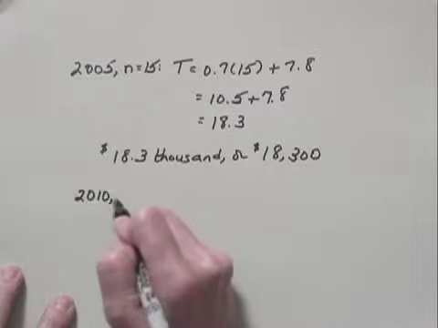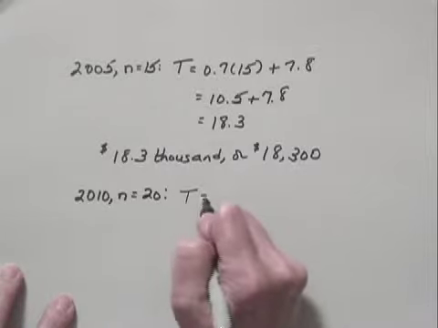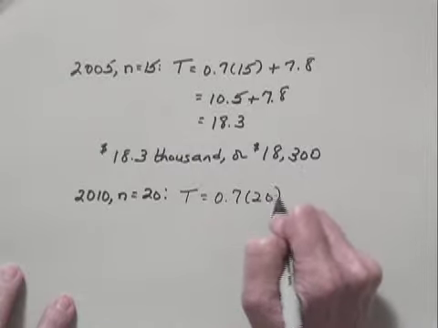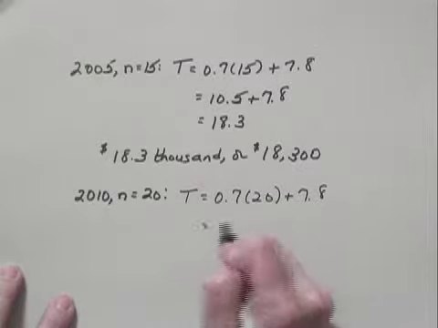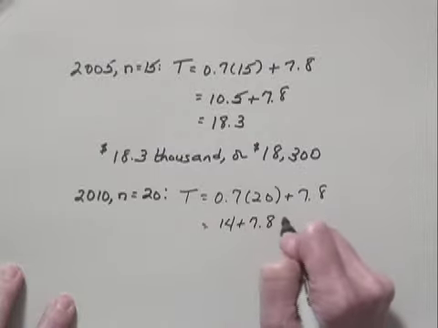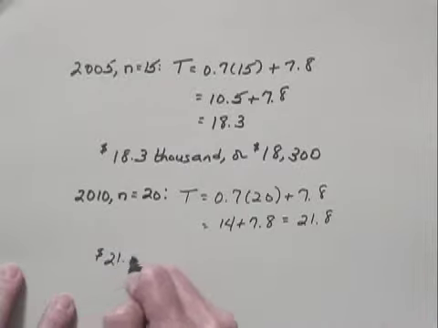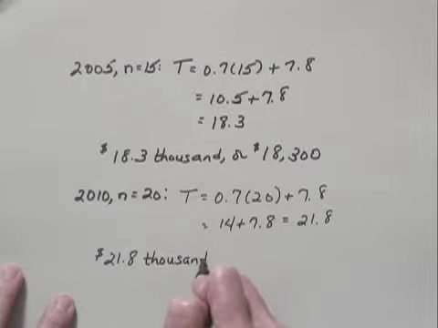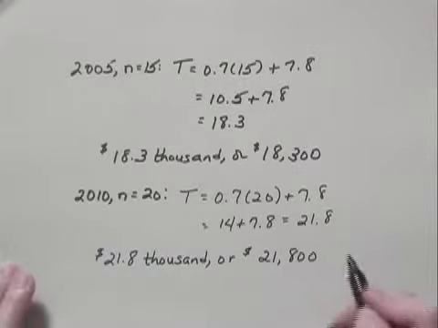And the last year that we're to look at is 2010. 2010 is 20 years after 1990, so we have n equals 20. And substituting in the equation, we have T equals 0.7 times 20 plus 7.8. 0.7 times 20 is 14. So we have 21.8. And that tells us that the tuition is projected to be $21.8 thousand, or we can write it as $21,800.